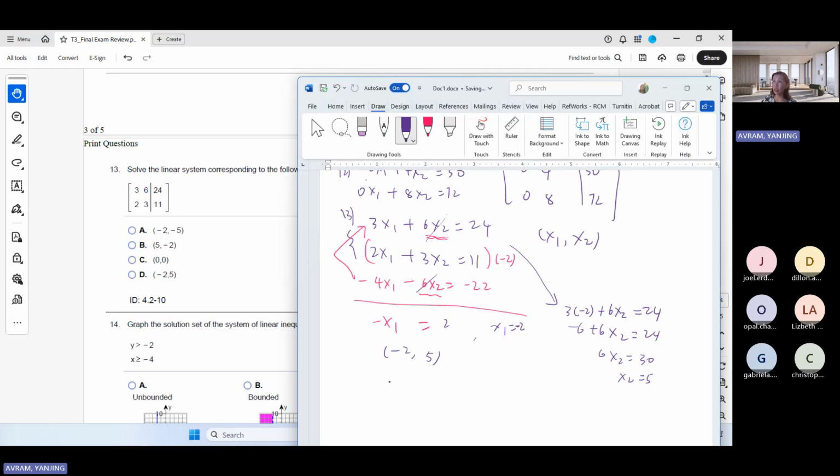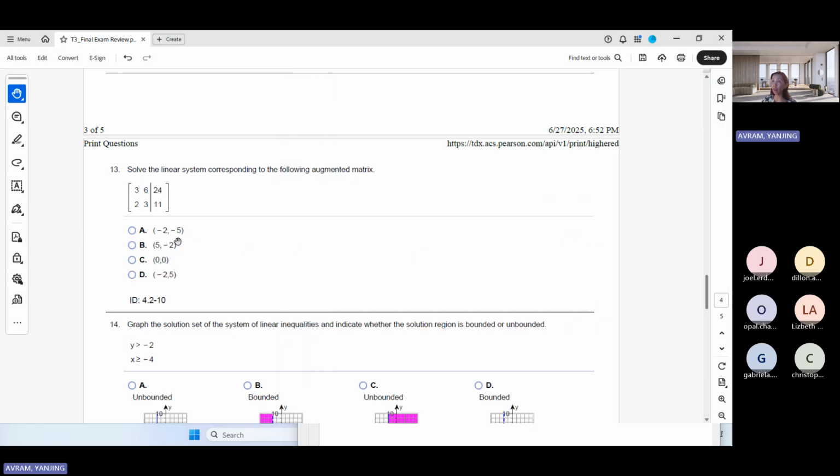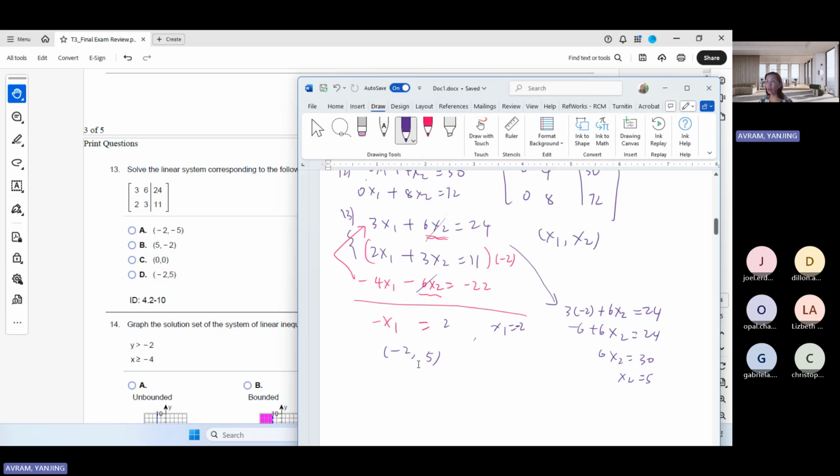All right, because after you solve, you still have 2 of them. x1 is all -2, right? So you still have to solve for y to see which one is the correct one. Okay, so y here is positive. So that is how you use this one.